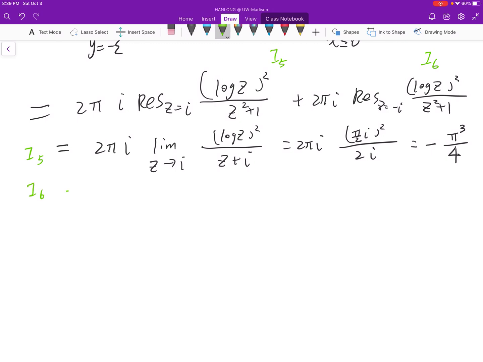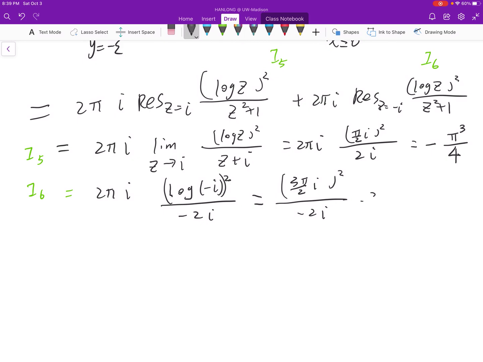And for I6, similarly, we need to compute (log of negative i) squared divided by negative 2i. And then recall here theta is from 0 to 2 pi. Therefore log of negative i is 3 pi over 2 i, squared, over negative 2i, times 2 pi i. So this is 9 pi cubed over 4.